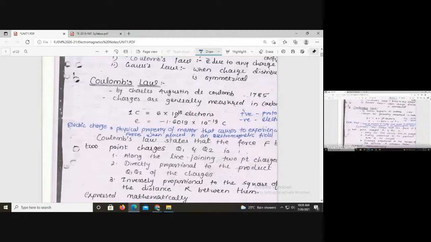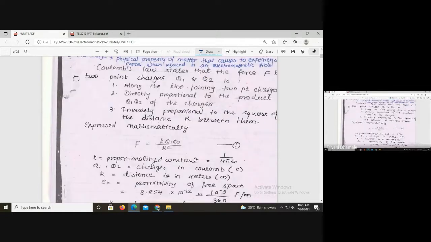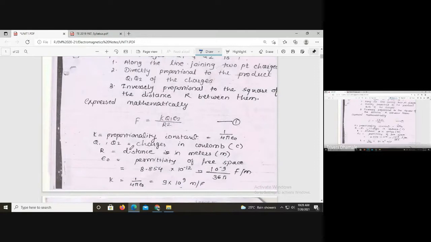So in Coulomb's law, the force is directly proportional to the product of two charges q1, q2, and inversely proportional to the square of the distance between the two charges, that is the r. And k is the proportionality constant. Coulomb's law, this is the mathematical expression. Now, value of k is 1 upon 4 pi epsilon.